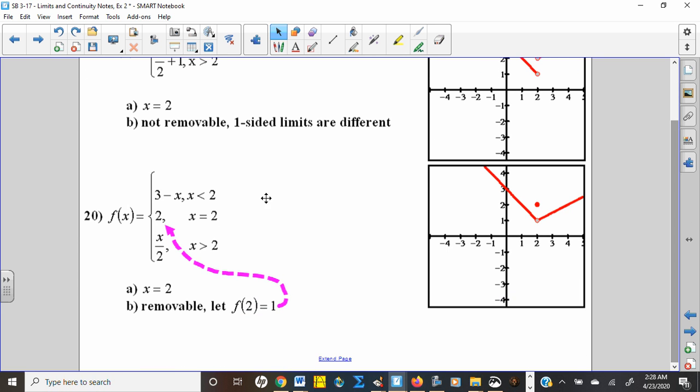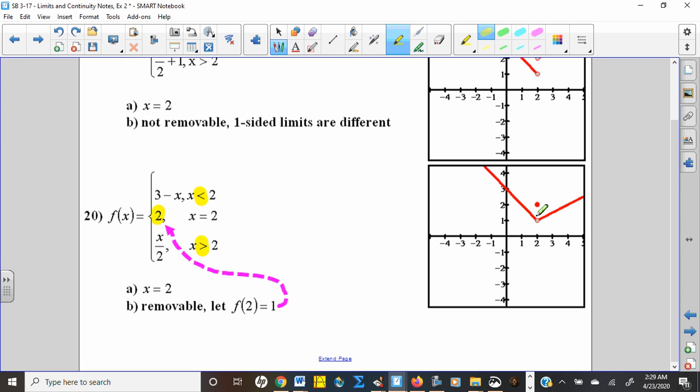Number 20, similar piecewise function, 2 lines, right? 3 minus x is a line with a slope of -1, x over 2 is a line with a slope of 1/2. But this time when I plug the 2's in, the breakpoint here being at 2, I get a common height. Both lines are converging on a height of 1. Now my function doesn't allow me to use either of those functions, and they actually tell me where they want the y value to be. They say at 2, they want the y value to be 2.